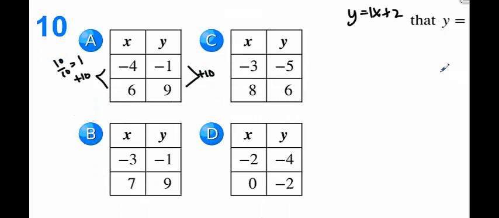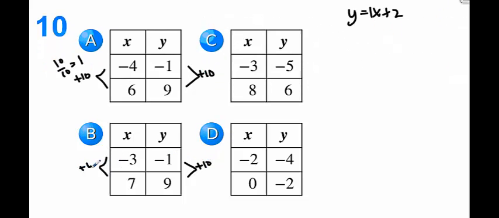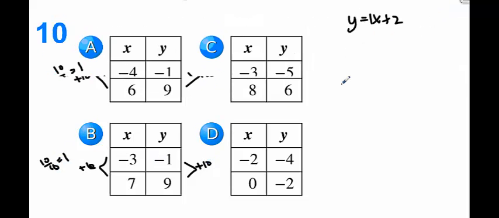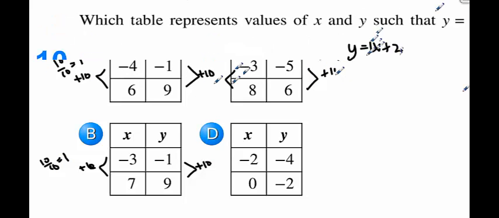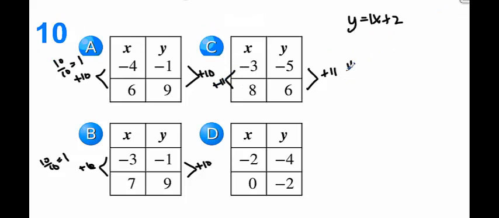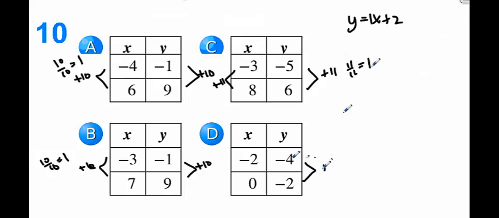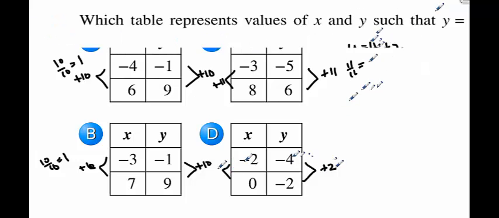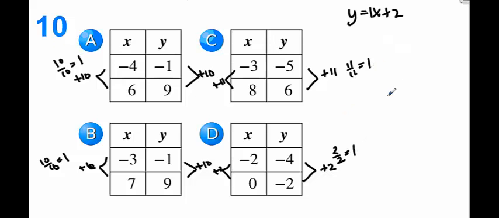B. Here's positive 10. Here's positive 10. So that's a slope of 1 as well. Okay, here's positive 11. Here's positive 11. So 11 over 11 is 1. So that's okay. Okay, over here, going bigger to smaller, that's positive 2. Here positive 2. 2 over 2 is 1. So all of the slopes are the same.